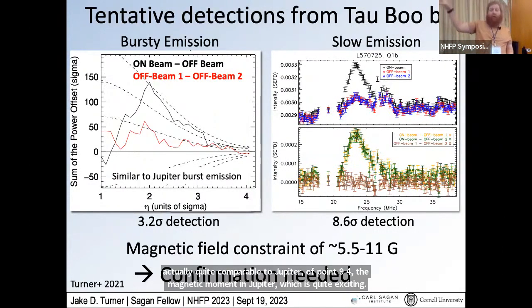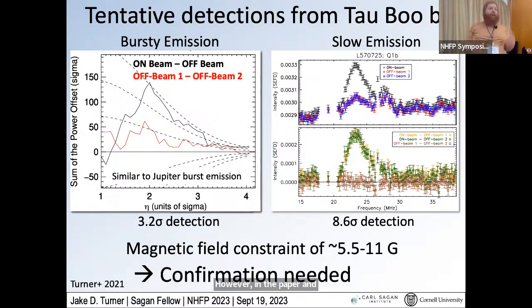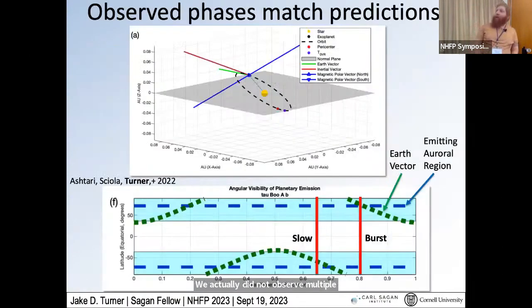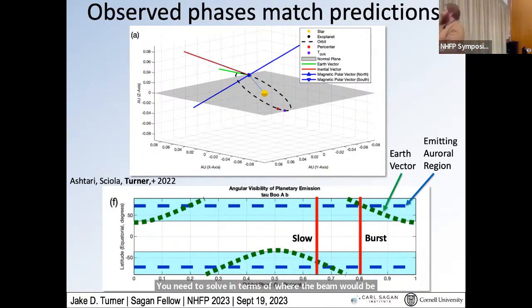However, in the paper and in the discussion, we said we really need to confirm this, because this was only one orbit. We actually did not observe multiple orbits, so that's what we've been trying to do for the past few years. And then in a paper last year, we looked back at the original data, the original orbits, and tried to solve all of the things you need to solve in terms of where the beam would be pointing towards or away from us. And we actually found something quite cool.